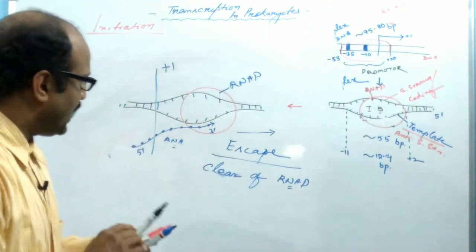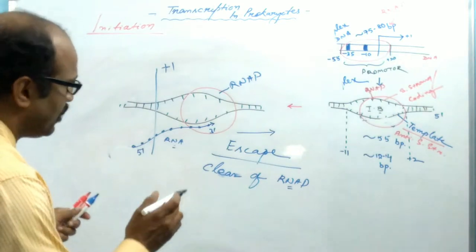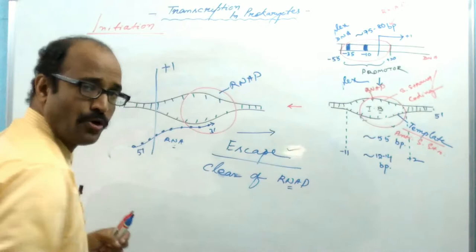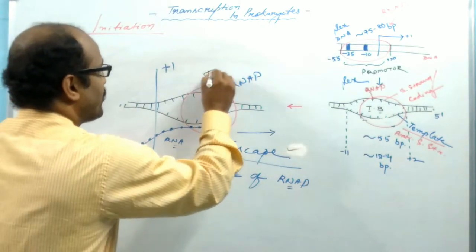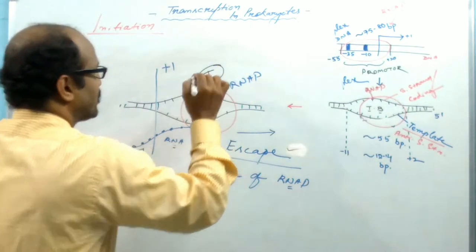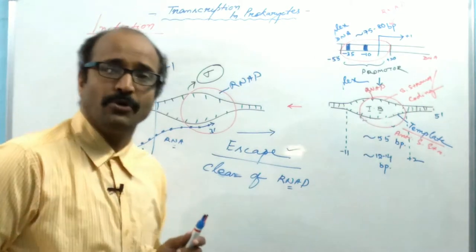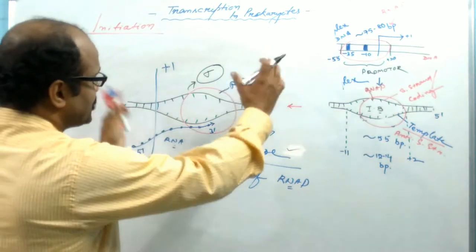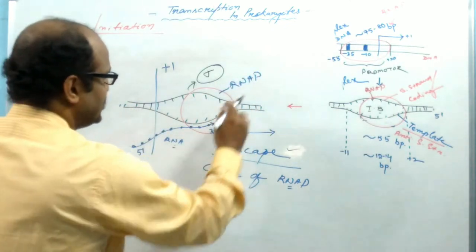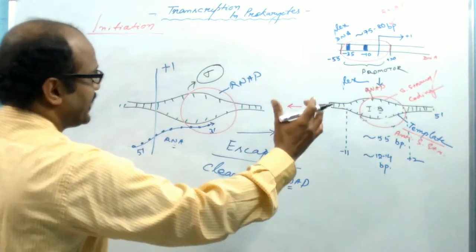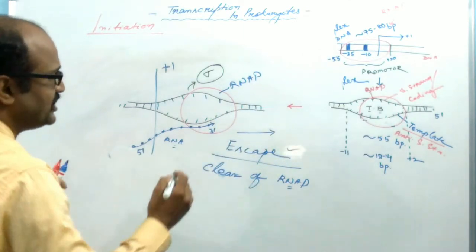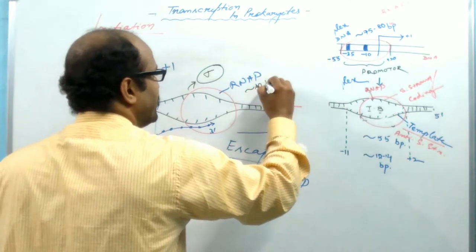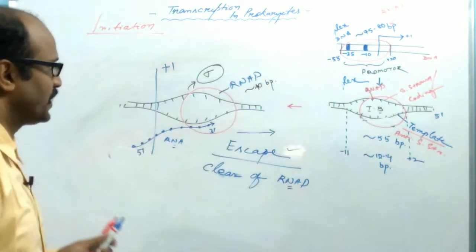So, at the time of escape or clearing of the promoter region, the sigma factor dissociates from the RNA polymerase enzyme. And after the dissociation of sigma factor, this RNA polymerase enzyme again contracts and covers about 40 base pair nucleotides.